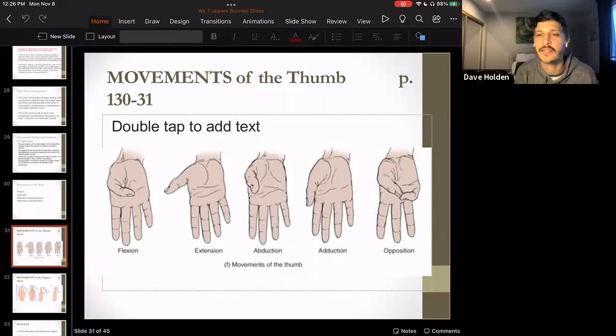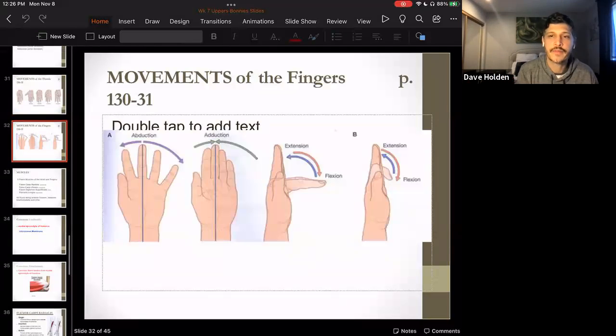Movements of the thumb, yeah, I talked about this already. Flexion, extension, moving the thumb around, opposition, touching all your fingertips. Thumbs are dope. Fingers flex, fingers extend. You can also abduct or adduct the fingers.